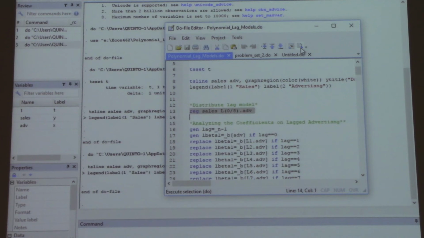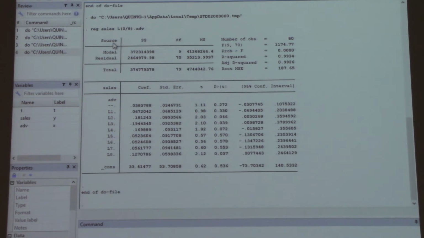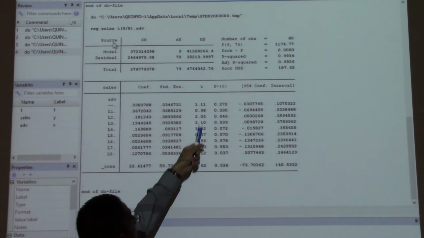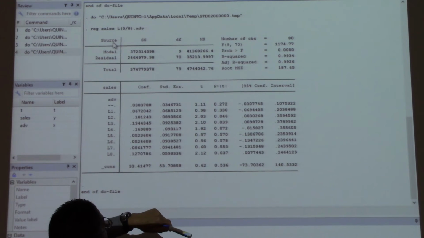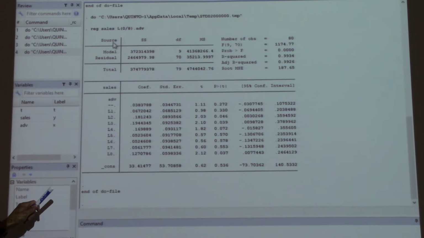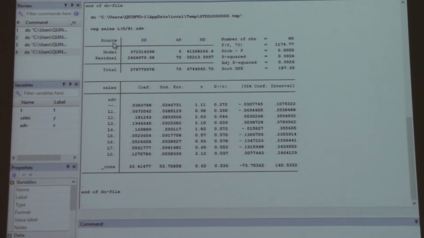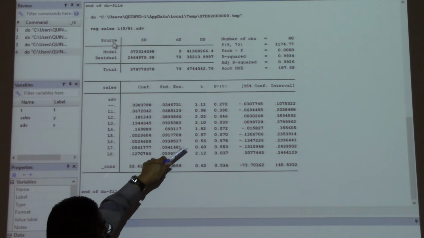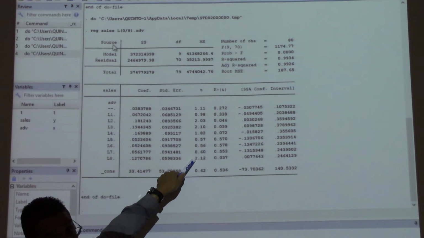So this is what we did last time. Here's an 8-period lag model. We can see that the first two, initial advertising is not really significant. Neither is the 1 period, but then 2 periods ago, advertising has an effect, and 3 periods ago, and then 4 periods ago, marginally, but not 5, 6, 7, but 8 periods ago, all of a sudden.